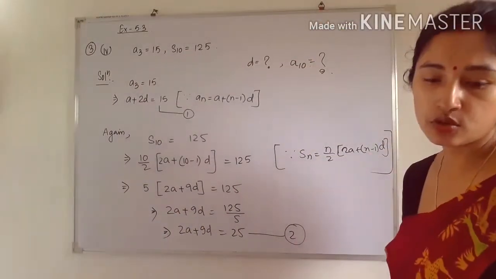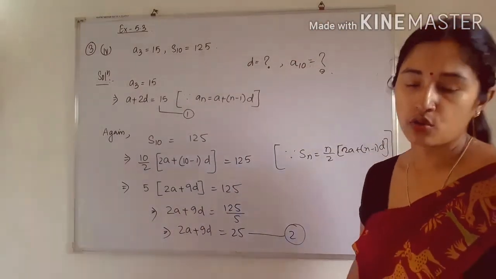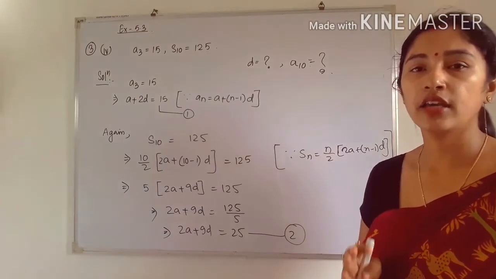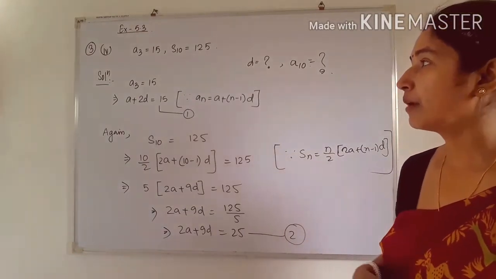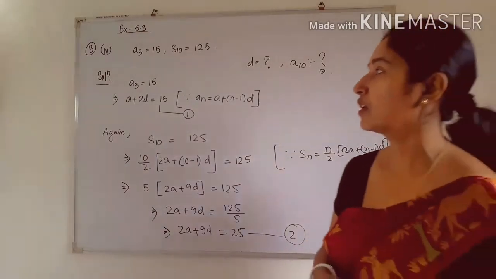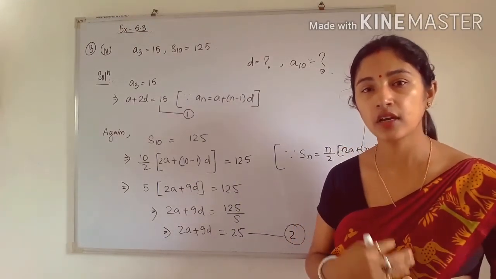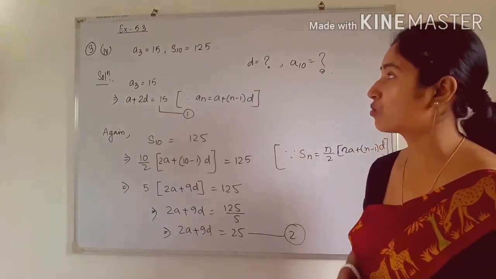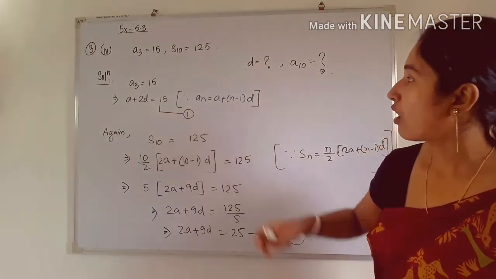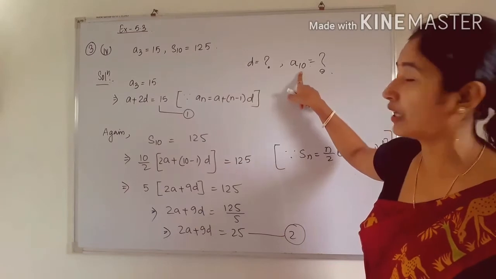So the next question is question number 4. Already it is given that you have an AP. In that AP, what is given? See, the third term is given and S10. S10 means the sum of the first 10 terms is given, this is 125. So how to find the common difference and A10?